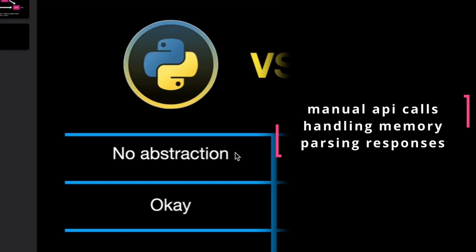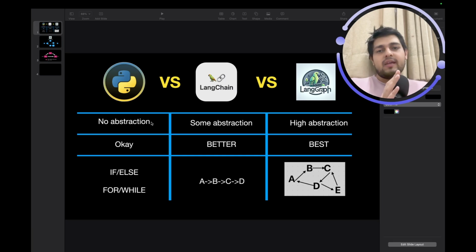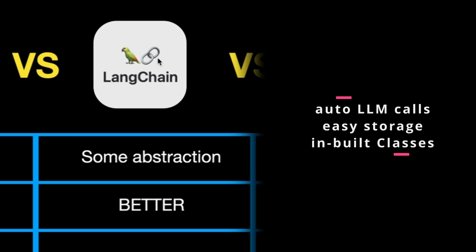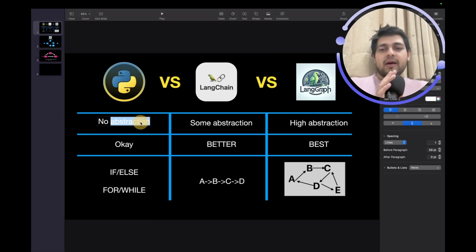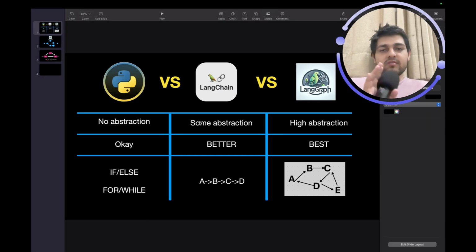In Python, there is no abstraction. You write the code, if else. You write the conditions, for loops, while loops, and you use the tools directly, get the response, etc. For LangChain, we replace those functions, those loops, with functions provided by inbuilt libraries inside LangChain. For example, we had to call the OpenAI API ourselves with Python, but in LangChain you just provide the LLM, the model that you want to use, and it will make the call to the LLM itself.